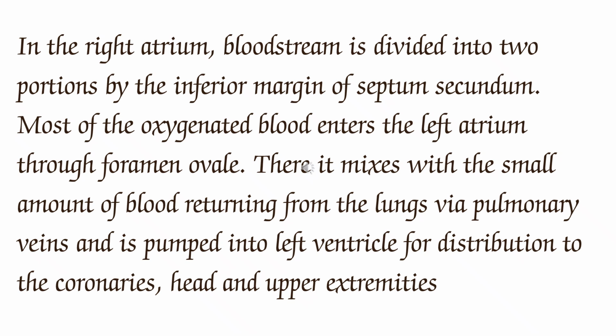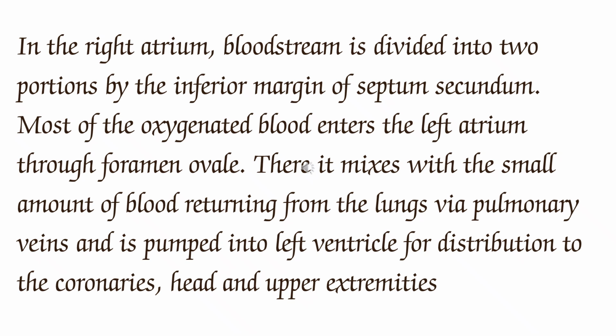Because of the pressure changes, the septum primum separates from the septum secundum and establishes a temporary opening, which is called foramen ovale. So the blood from the umbilical vein, which empties into the inferior vena cava through ductus venosus, reaches the right atrium. From the right atrium, the oxygenated blood is passed through the foramen ovale and reaches the left atrium.